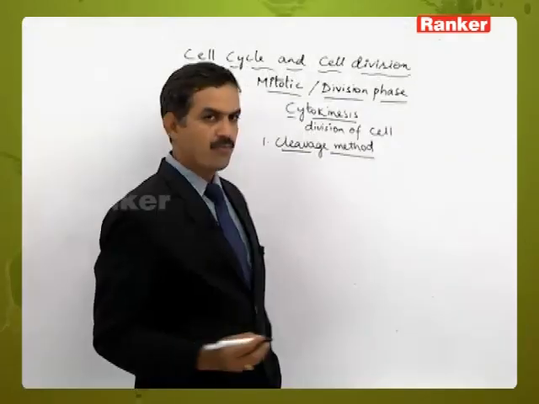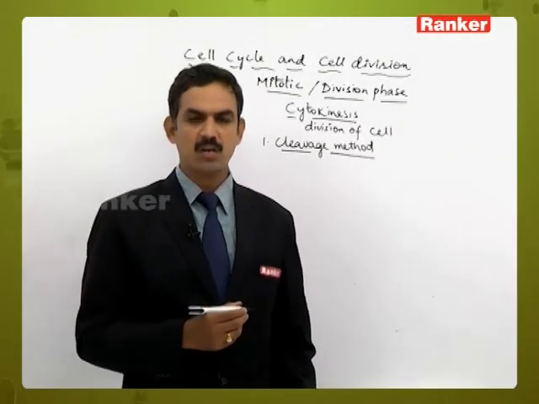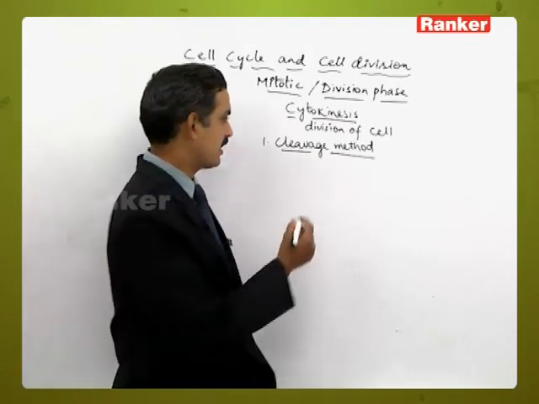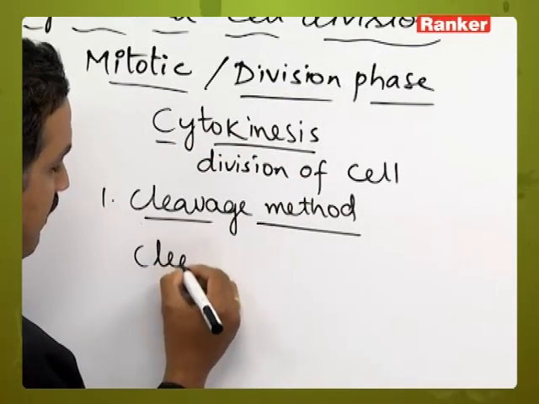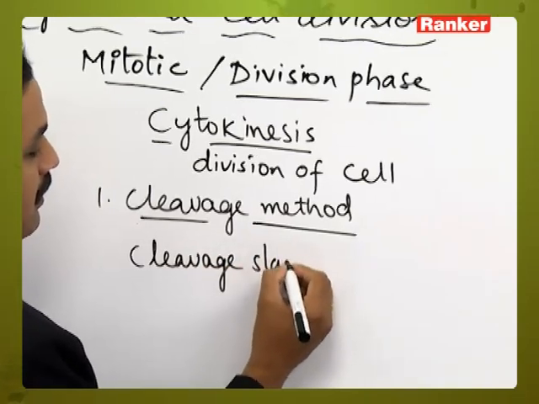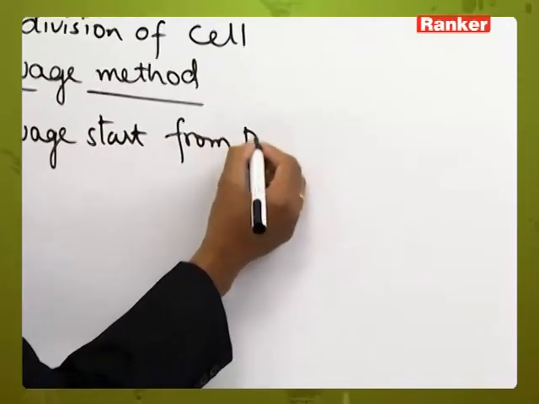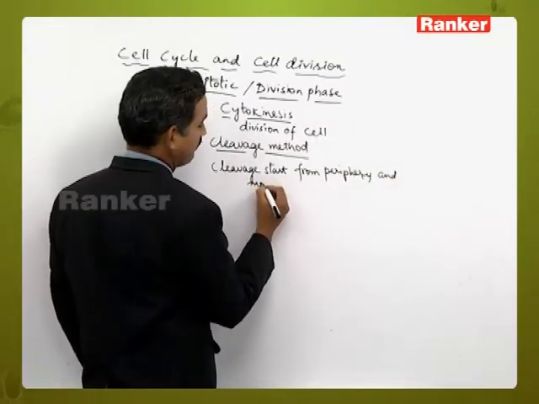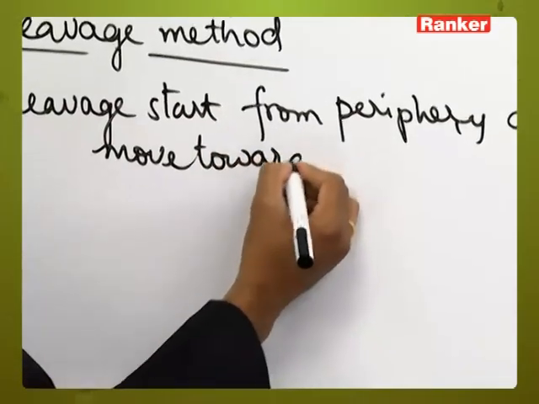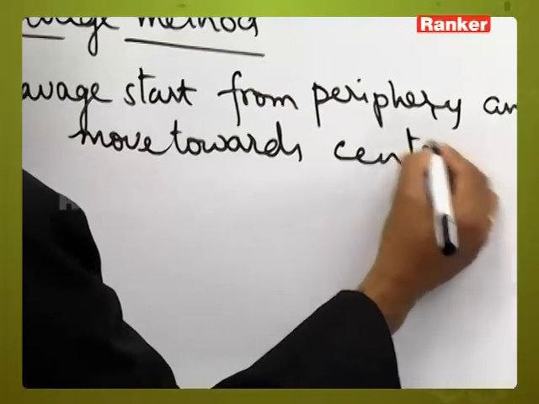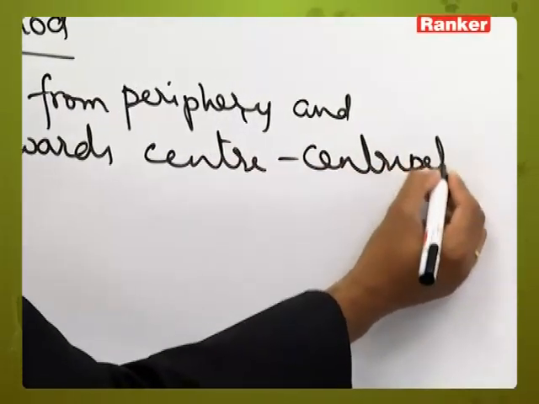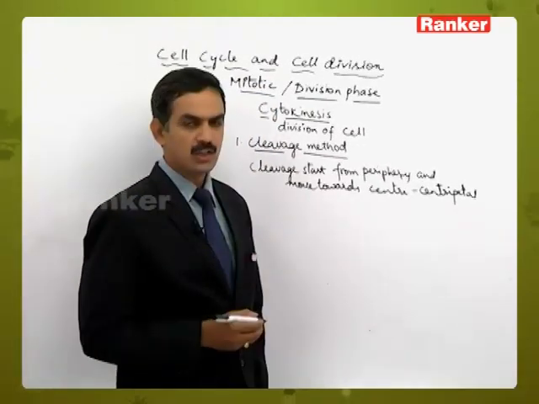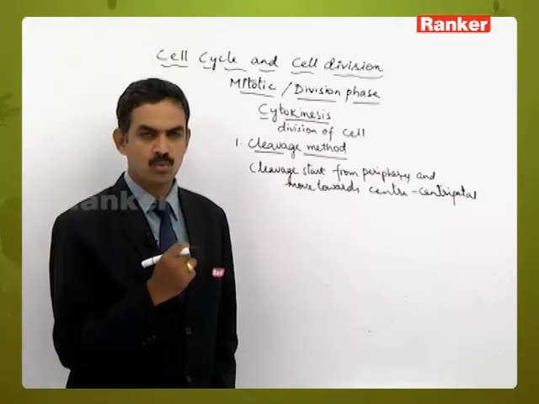In the cleavage method, first the constriction will start in the protoplasmic content. These constrictions, which are formed on 2 opposite sides, will move towards the center. That is the furrow-like cleavage. It starts from the periphery and moves towards the center. So this furrow-like structure is moving in a centripetal manner. After that, the protoplasmic content is divided into 2 equal parts.